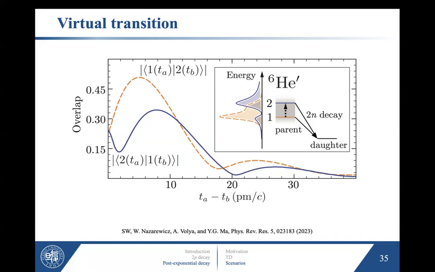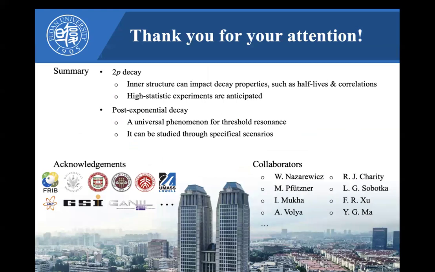Of course, helium-6 is an artificial system, but there are some realistic cases. For example, in carbon-13 and nitrogen-13, there are some near-lying states that can be candidates for future experimental studies about this non-exponential decay. So basically, that's the main content of our talk.